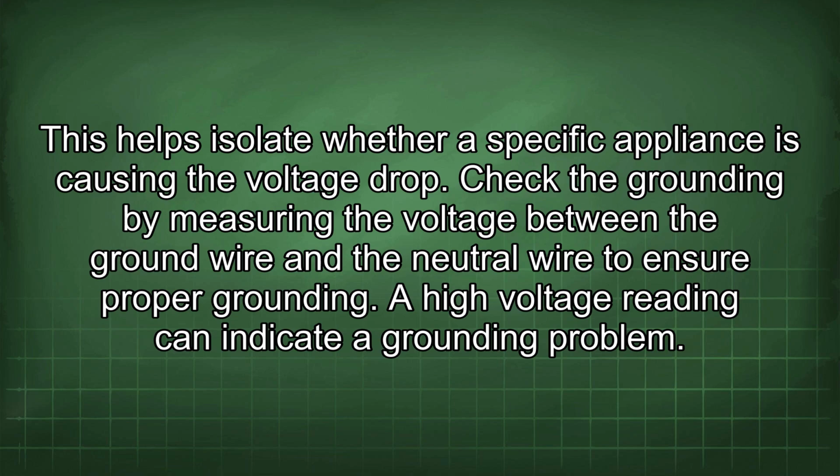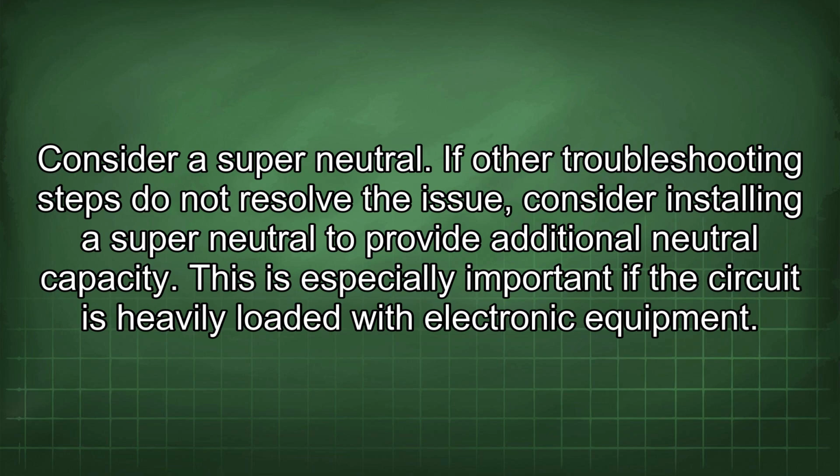Check the grounding by measuring the voltage between the ground wire and the neutral wire to ensure proper grounding. A high voltage reading can indicate a grounding problem. Consider superneutral. If other troubleshooting steps do not resolve the issue, consider installing a superneutral to provide additional neutral capacity. This is especially important if the circuit is heavily loaded with electronic equipment.